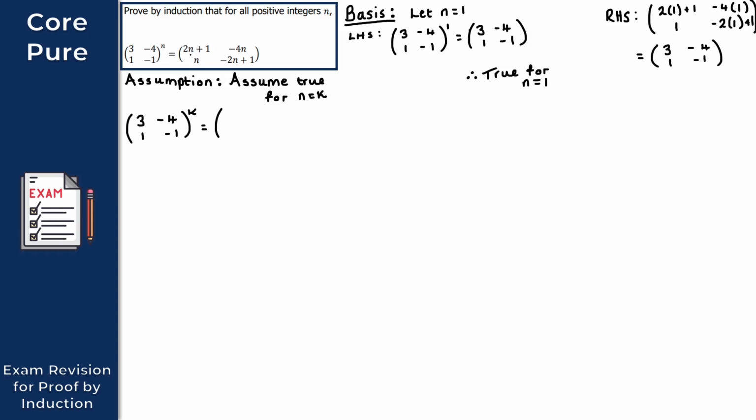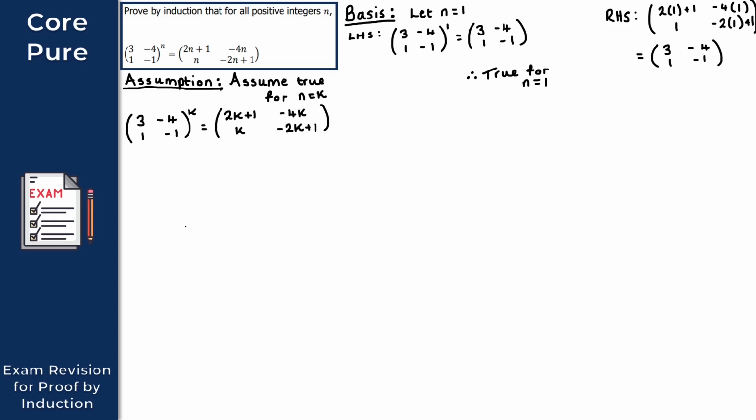So I get 2 lots of k plus 1. So 2k plus 1. I then get minus 4k here. I then got k here in the bottom left corner. And then finally we get minus 2k plus 1 here. Okay. So that's the assumption step complete here. Let me just underline this here just to show that it's one of our steps.